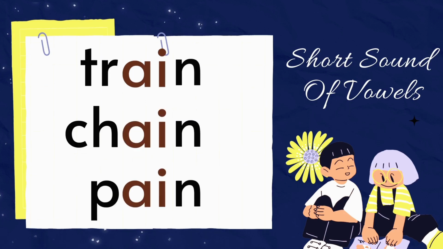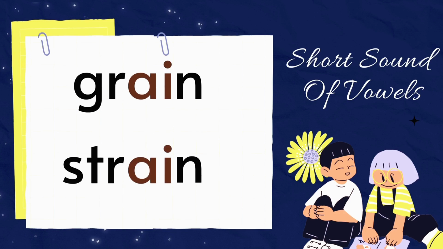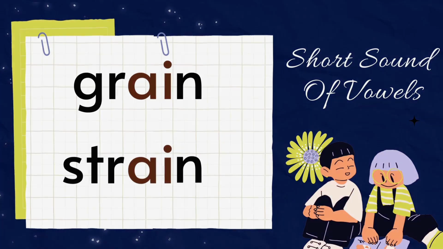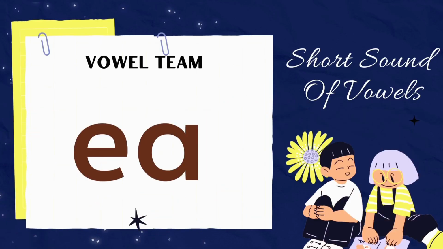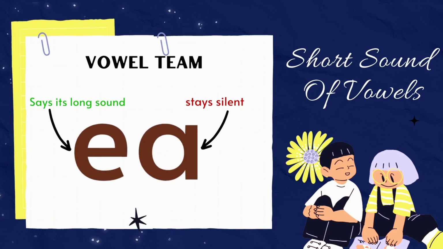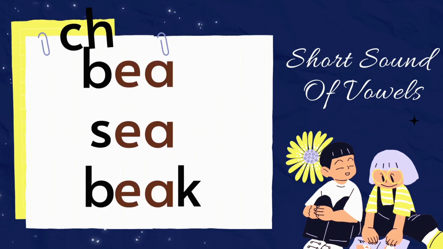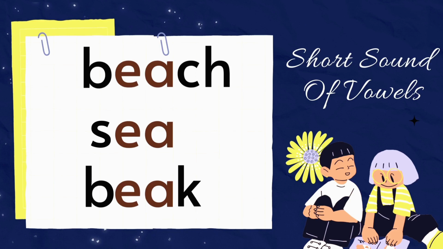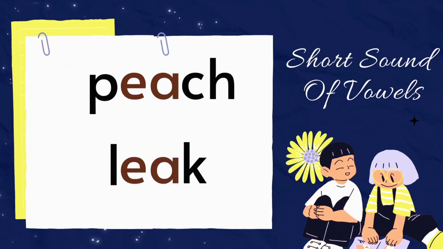In all these words, we have a vowel team of AI. Now A is saying its name or long sound, while the second vowel, that is I, is staying silent. Similarly, in the vowel team EA, whenever these two come together in a word, the first vowel, that is E, says its long sound or its name, while the second vowel stays silent, as in the words beach, sea, beak, peach, leak.